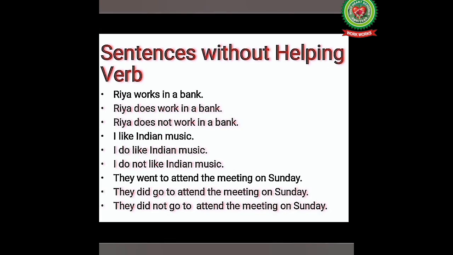Okay, look at example number 2. I like Indian music. At first, we have to identify action word. And here our action word is like. And like is in simple present tense. According to the rule, if the action word is in simple present tense, we use do and does in negative sentences. With I, we use only do. So our answer is, I do like Indian music. I do not like Indian music. Full stop.